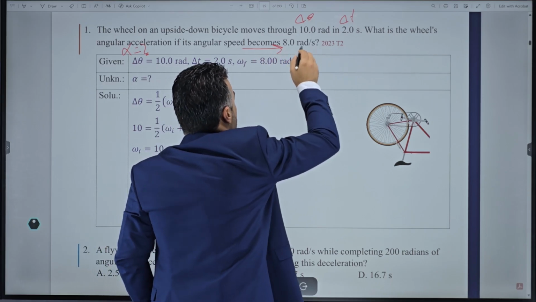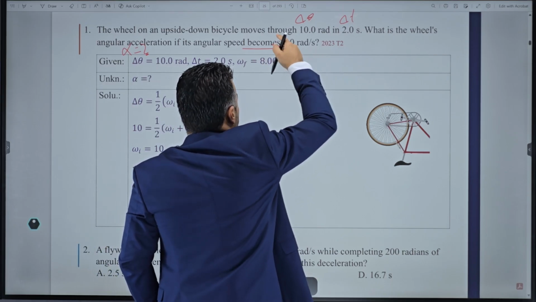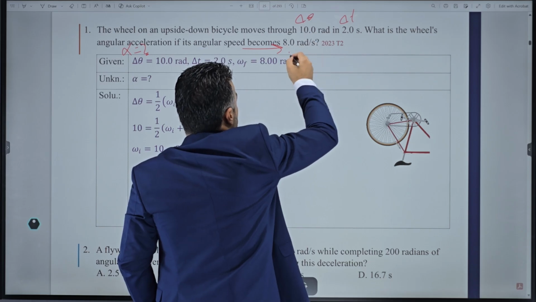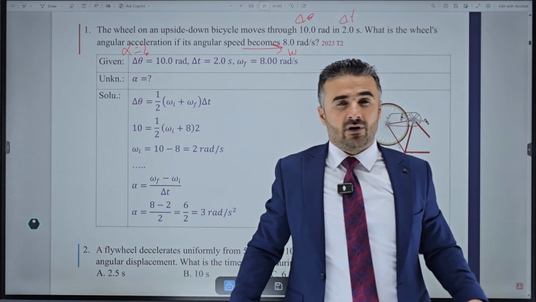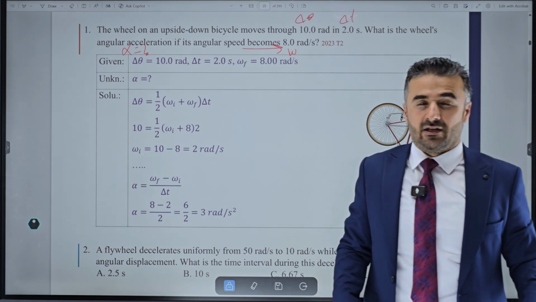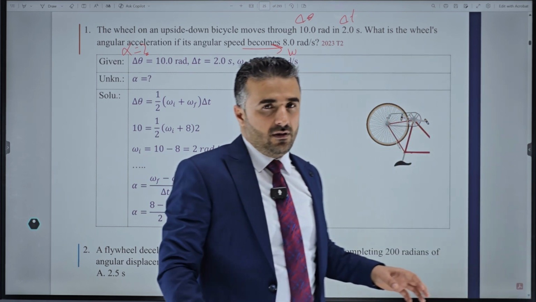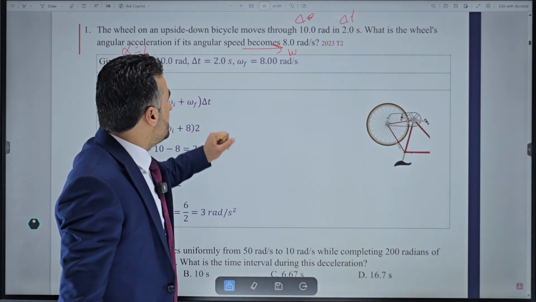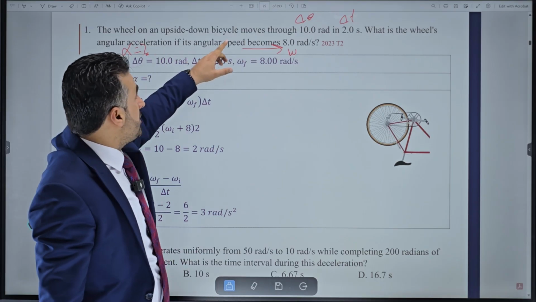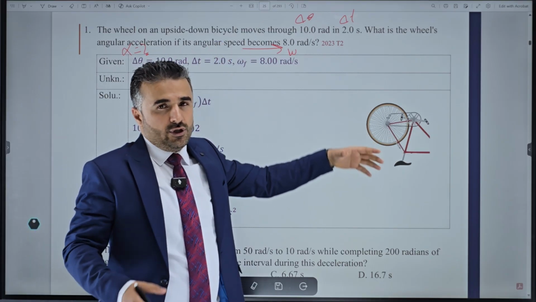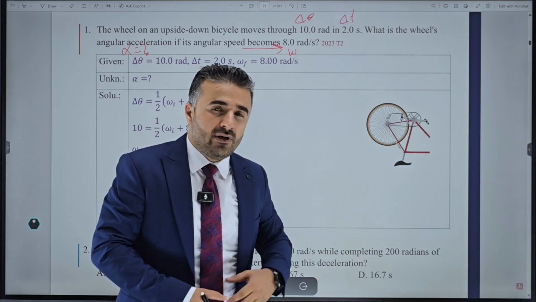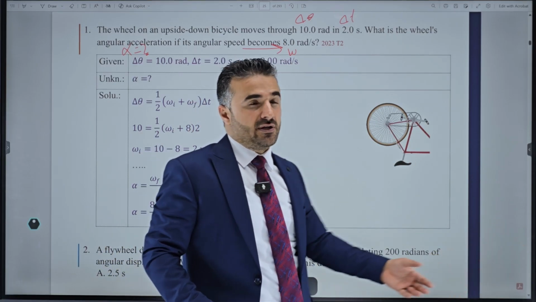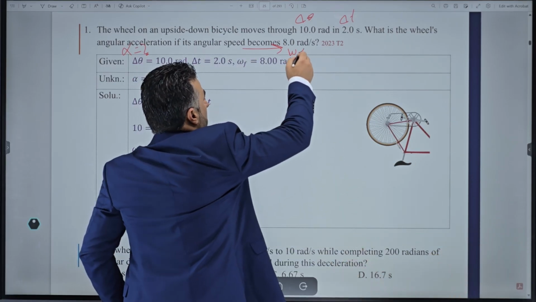And that is what I need you to be aware of. If you're not aware of this one, you might just say this is omega initial, and then of course, your 2 marks would just be wasted here. Look, right? Of course you know English. It says if its angular speed becomes, which means that it was not this much, but now it is going to become this much. So this is clearly omega final.